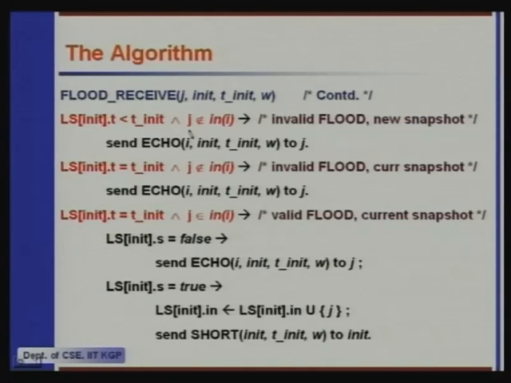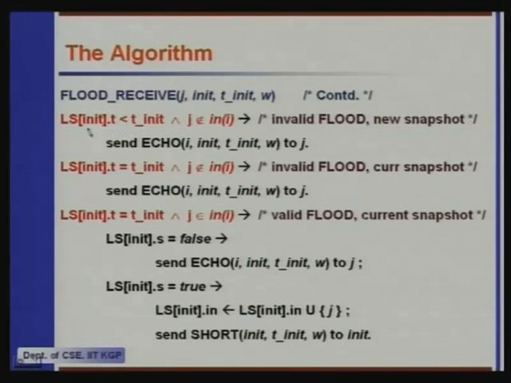Now, if it cannot complete, it will send echo. If it can complete, it will send echo back. And there is a third category which we will come to shortly, just give me some more time, when it will send the weight back to the controlling agent, to the initiator. Okay, let us go through these cases, it will become clear. Second case is that when this is less than t init and j does not belong to ini.